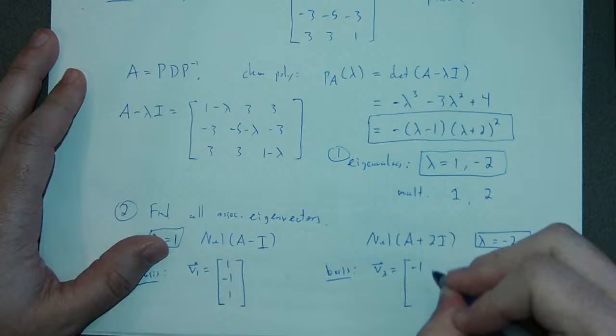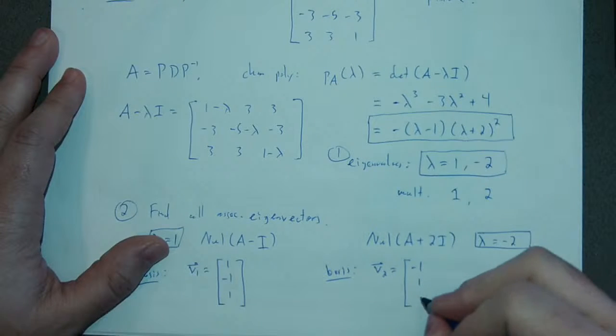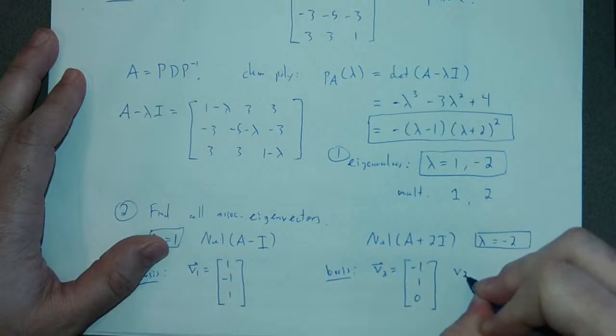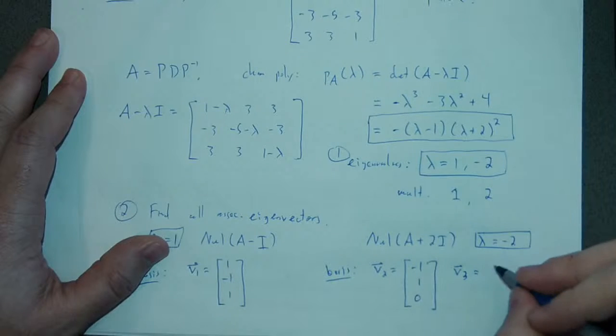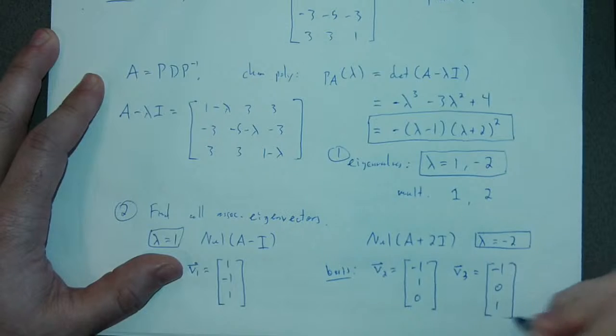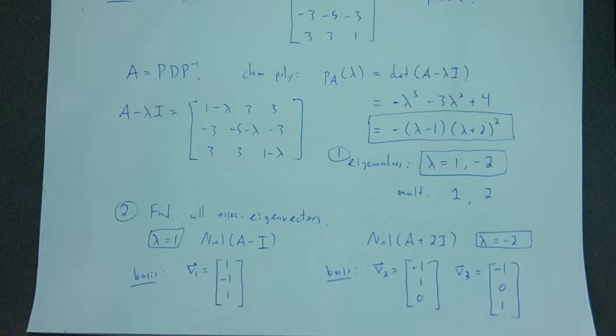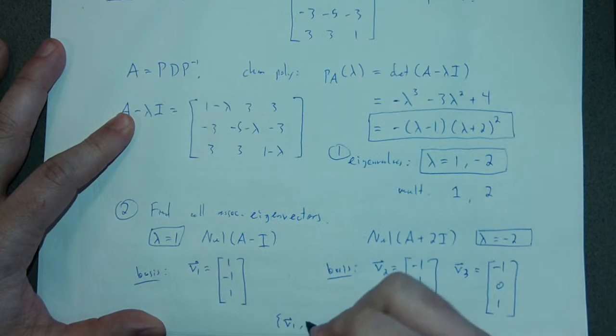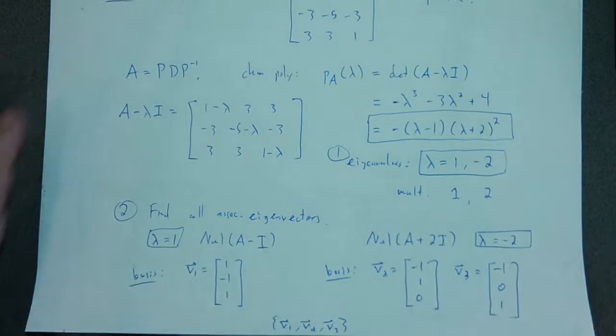It consists of these two vectors, v2 and v3. So that's minus 1, 1, 0, and minus 1, 0, 1. And so the linearly independent set that I'm looking for is the one that consists of these three vectors.